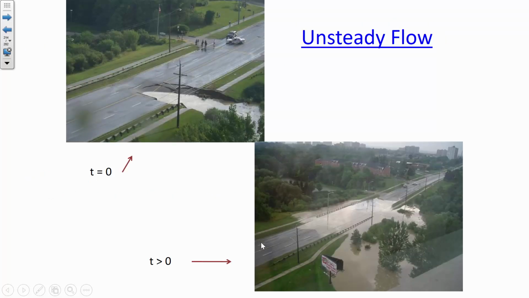So here's a picture that shows the effect of unsteady flow. Flow that's going under a road through a culvert at time 0, and then later on, after the culvert's completely collapsed, the flow is different. You know, the flow conditions at the two times are definitely not the same. Let's take a look at another video that just illustrates unsteady flow.